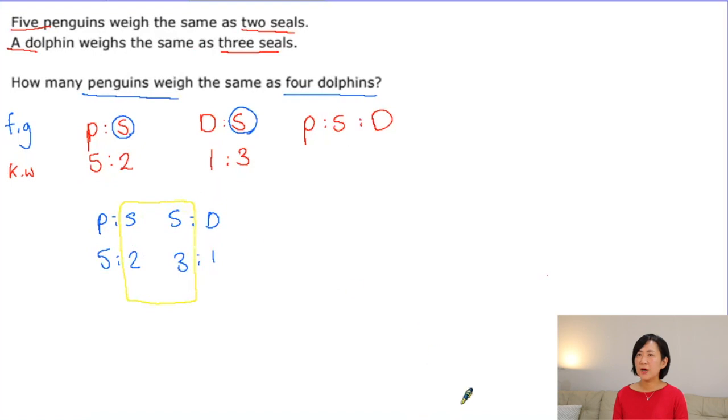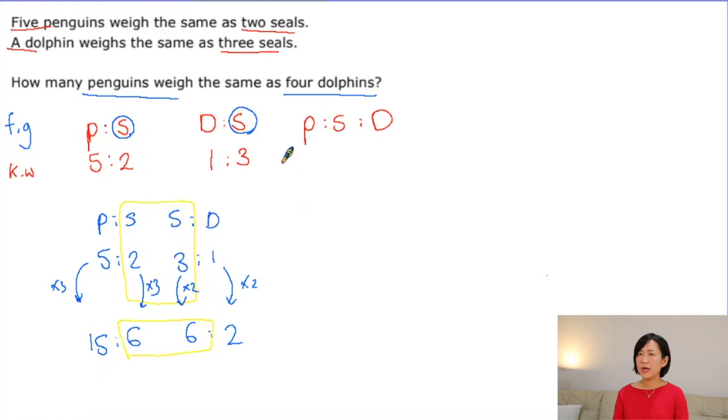So now let's think about the lowest common multiple of 2 and 3 to make the number of seals the same. If the seal becomes 6, then thinking about the equivalent ratio, times by 3 both, then 15 to 6. Then seal to dolphin, times 2, times 2, that is 2. Now as you can see, the number of seals is the same. That's why we can put them together. When you have 15 penguins, there are 6 seals and also 2 dolphins. Then these are the ratio of the 3 animals.